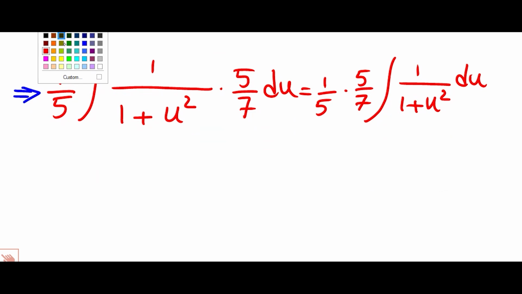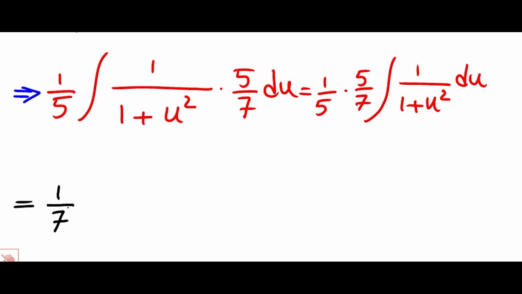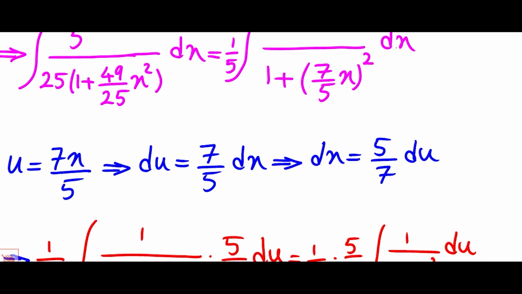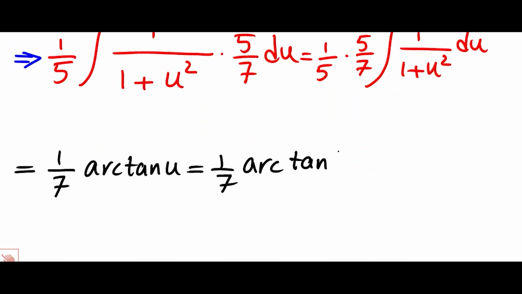And the final answer is, 5 and 5 cancel out, and we have 1 over 7. And as you know, the integral of 1 over 1 plus u squared du equals arc tangent of u, and we know that u equals 7x over 5. So the answer is 1 over 7 arc tangent of 7x over 5 plus c.